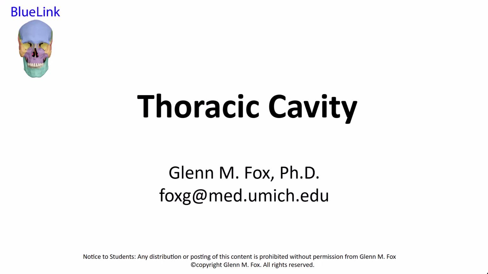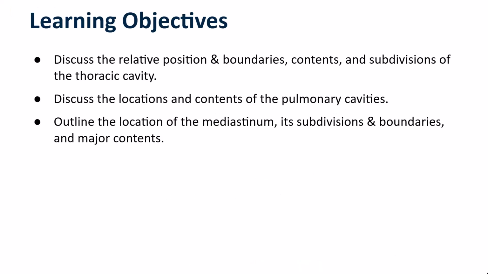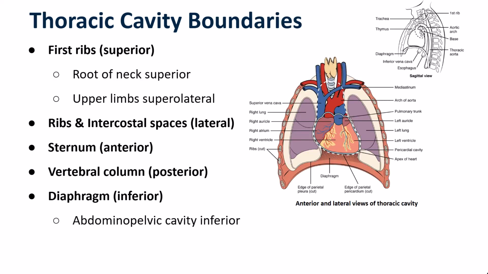Let's talk about the thoracic cavity. In this video, we'll discuss the relative position and boundaries, as well as contents and subdivisions of the thoracic cavity. We'll also discuss the locations and contents of the pulmonary cavities, as well as the mediastinum, its subdivisions, boundaries, and major contents. The thoracic cavity is generally the area that sits above the abdominal pelvic cavity, below the neck, and medial to the upper limbs.